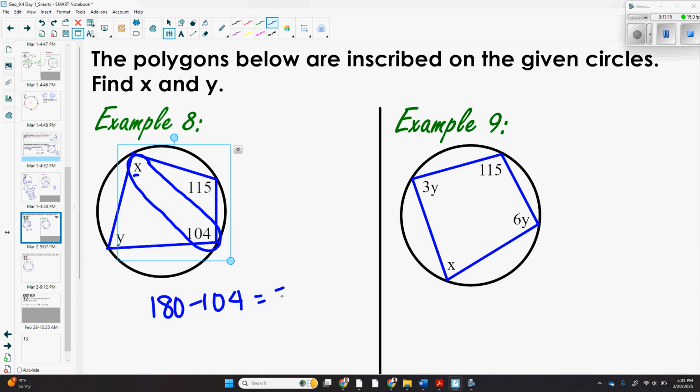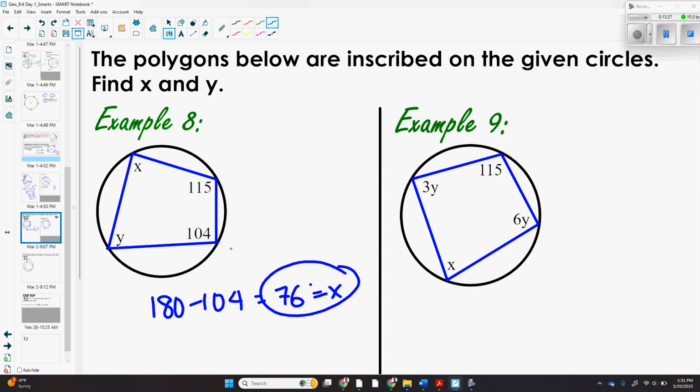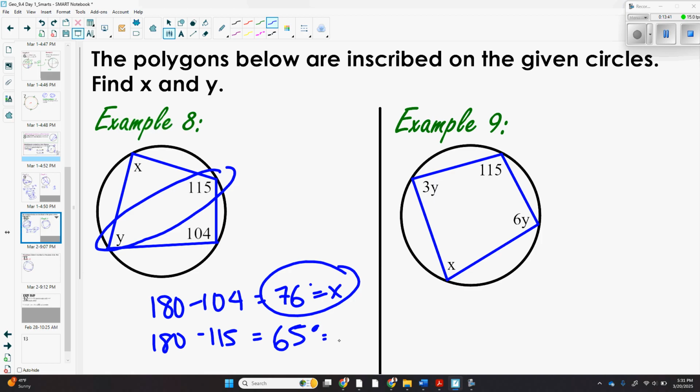Then I can do it the other way and say 180 minus 115 for the y. And 180 minus 115 is going to be 65 degrees for y. Okay? All right, on the other one, we have the same math again, 115, and this time it's an x though, so x is going to be 65.